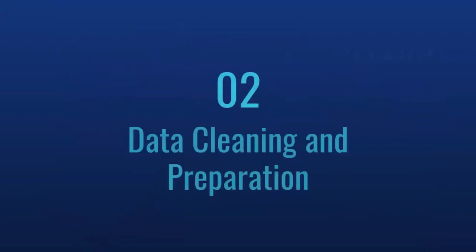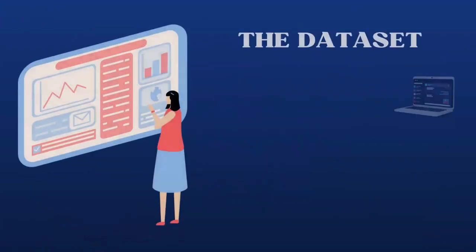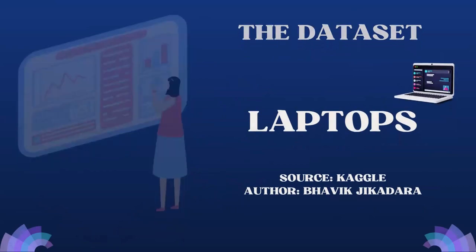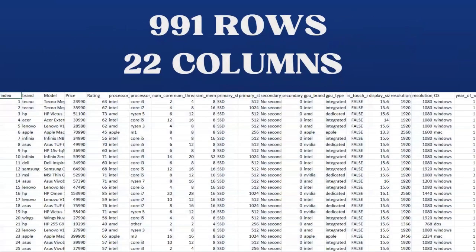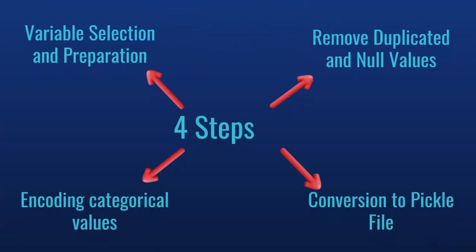We'll first talk about data cleaning and preparation. To begin, our dataset laptops is from Kaggle. There are 991 rows and 22 columns, indicating 991 different laptop models and 21 features of the laptop excluding index. We had 4 steps for our data cleaning.